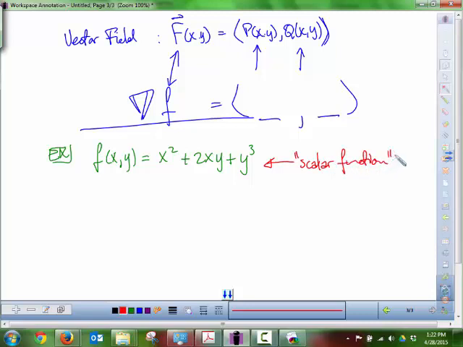And the name scalar function is based on the output. The output is just a scalar. I want that to be different from a vector function where the output is a vector. Okay, so we have a scalar function here. Now let's take the gradient of that.